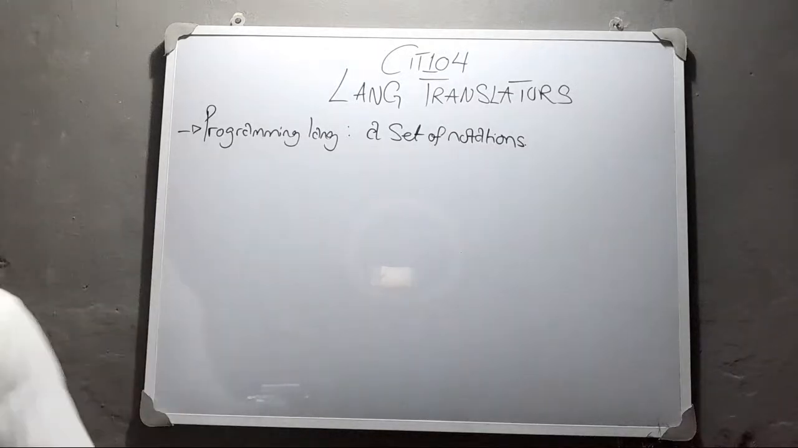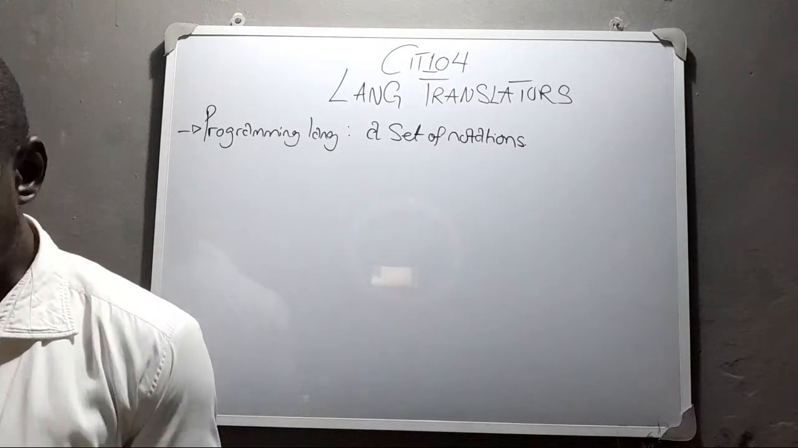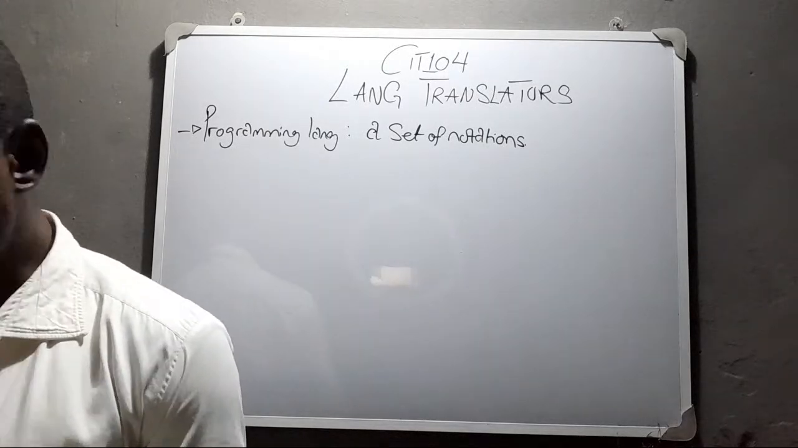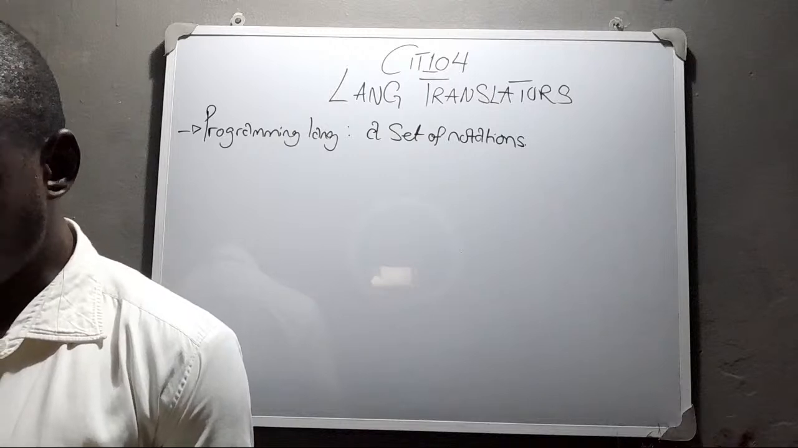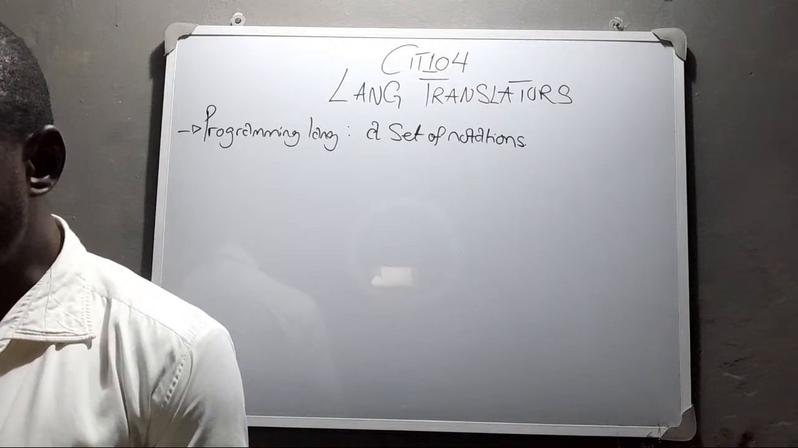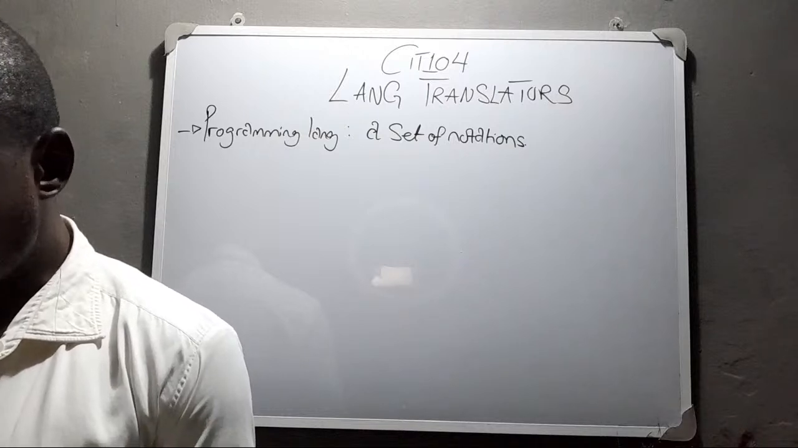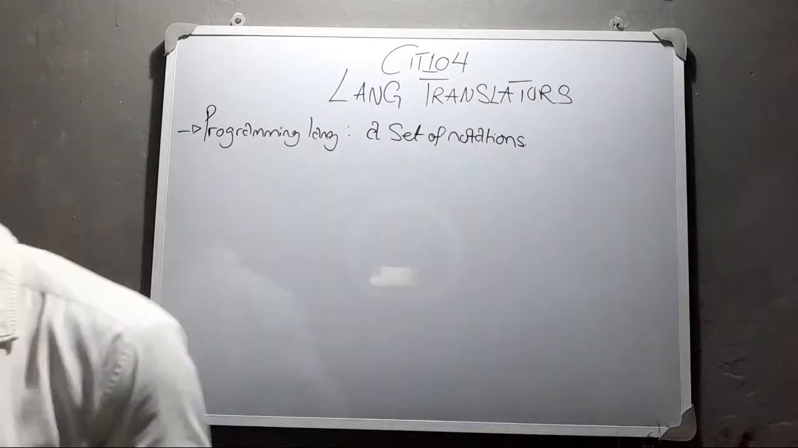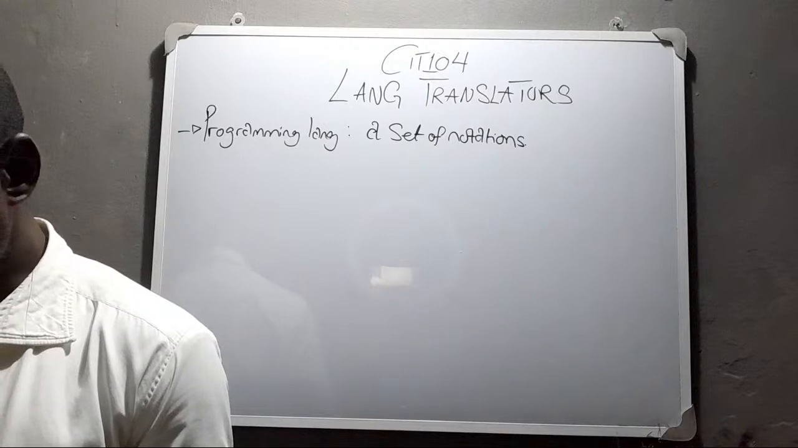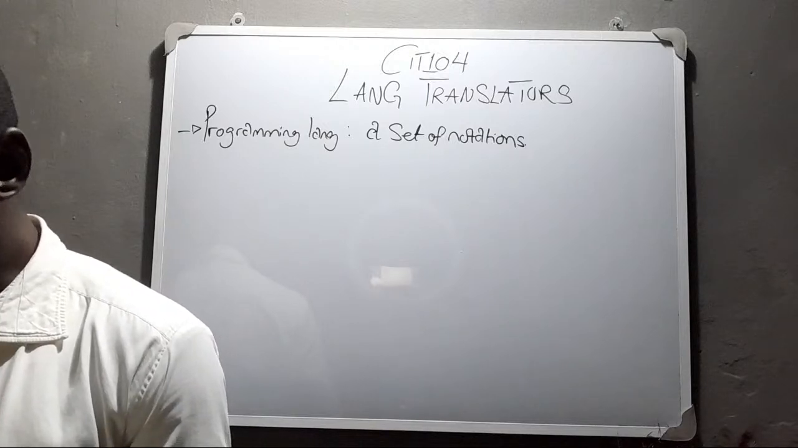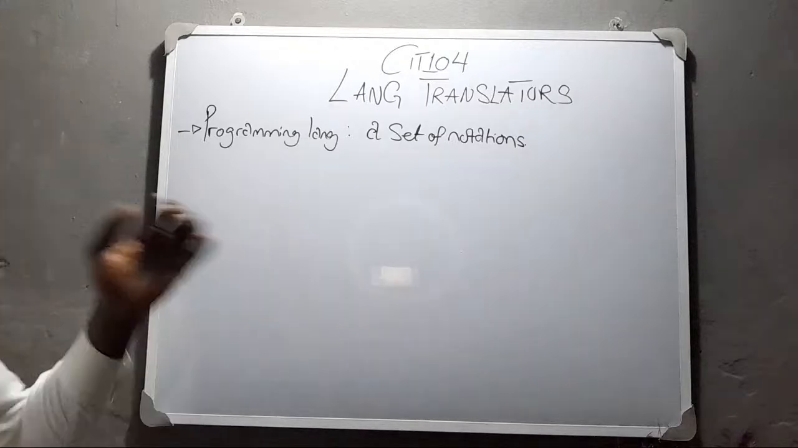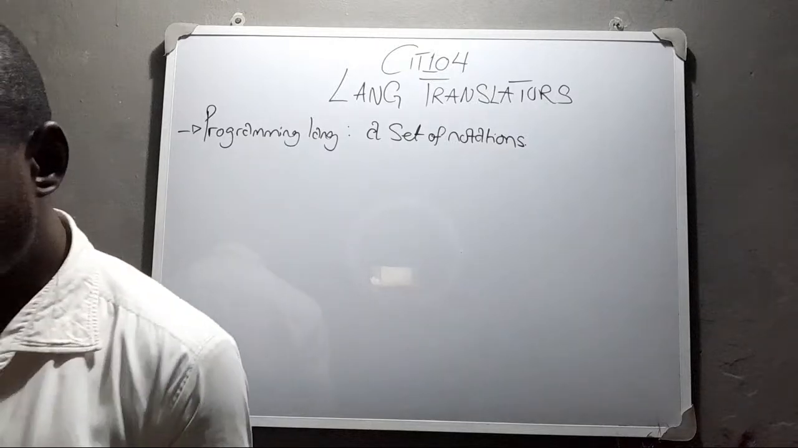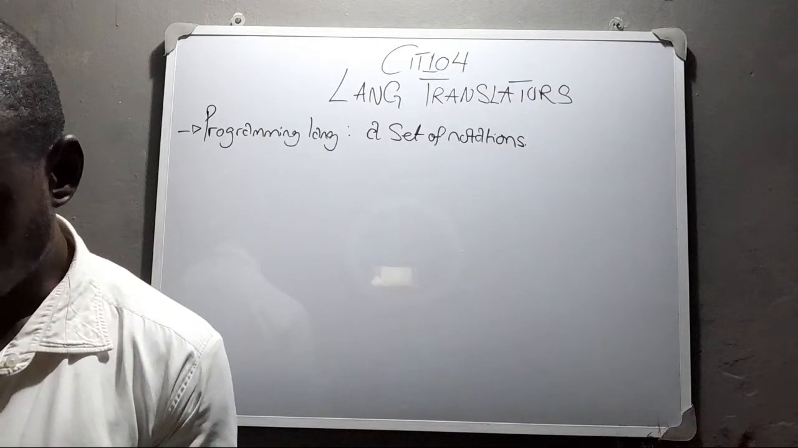Now, we are talking about programming language. As I said earlier, we need to communicate with our computer, and the computer needs to understand what we are talking about in order to carry out instructions. That is what gave rise to programming language. And we say programming language is said to be a set of notations. When we talk about a set of notations, what are we referring to?